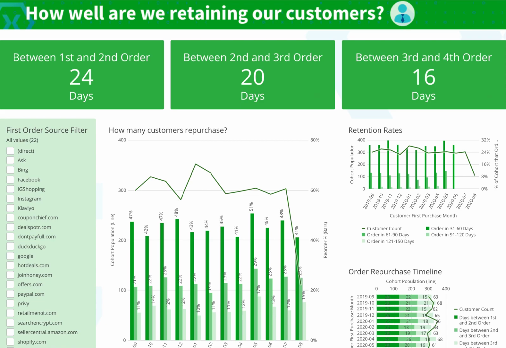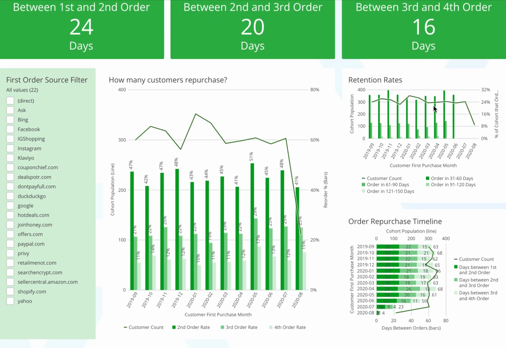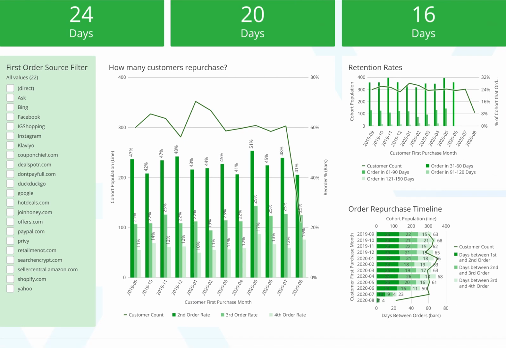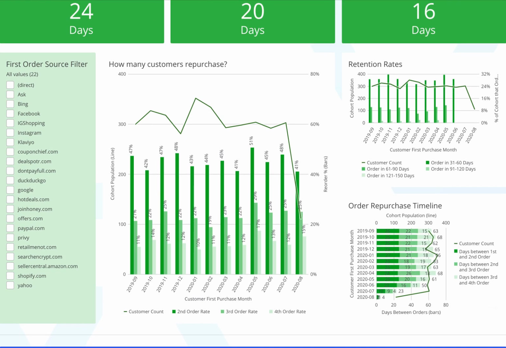The next thing we show you is your retention and repurchase rates for your customers. We break it down so you can see the days between a customer's first and second order, second and third, and fourth. But we also show you the percentage of customers coming back for a second, third, and fourth order, as well as how long it takes in between those orders so that you can see if you are improving over time and increasing your customers' retention rates. And in addition, you can filter all of this based on where they came from.